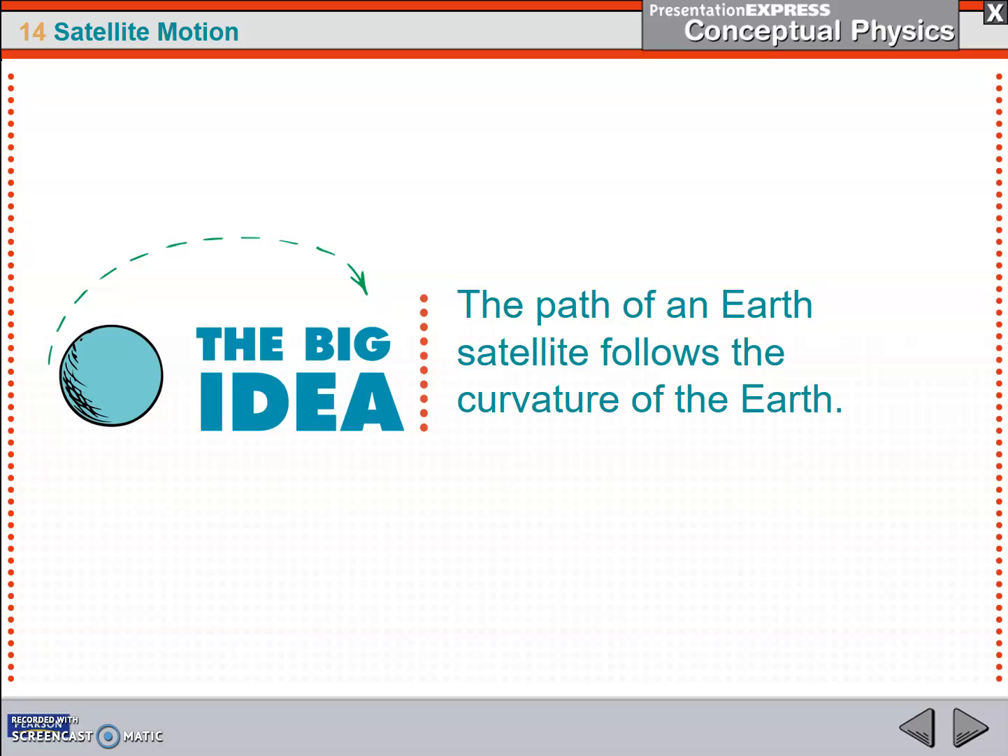Hello, wonderful people. Here we are, the beginning of a new chapter, 14, Satellite Motion. And what's the big idea of satellite motion? Well, the path of an Earth satellite follows the curvature of the Earth. So, some of this should be familiar vocabulary. Let's get into it.